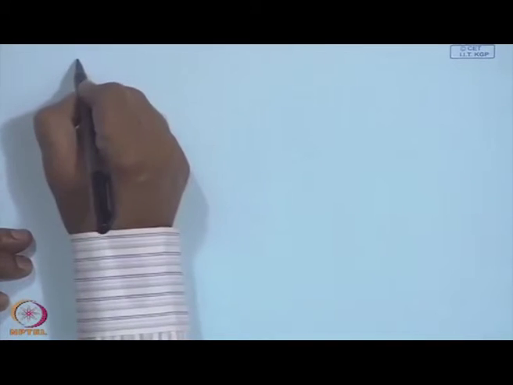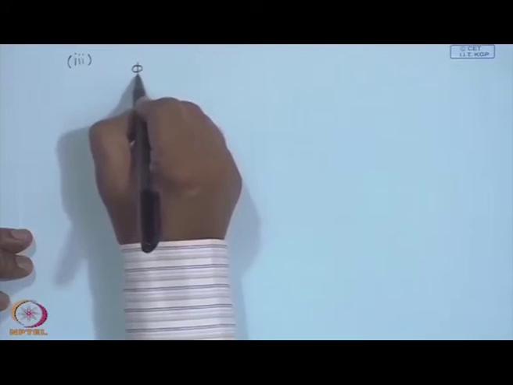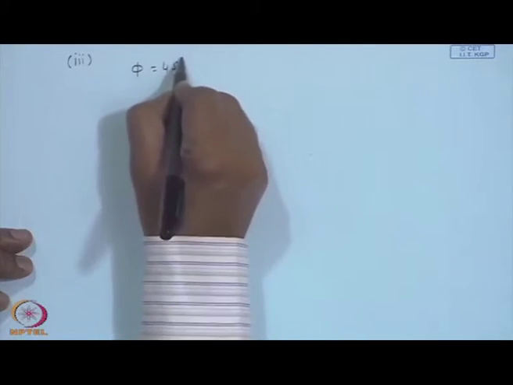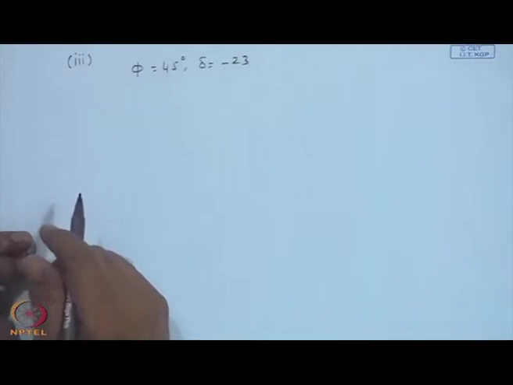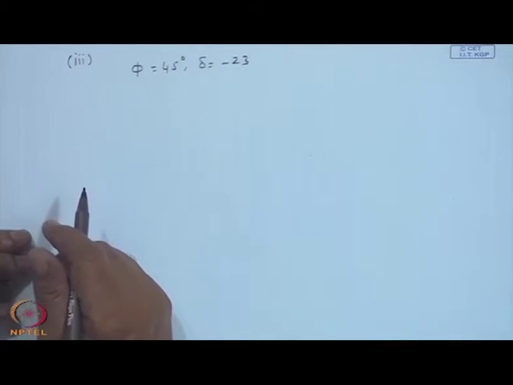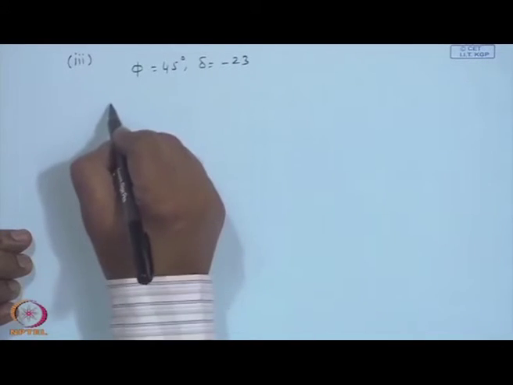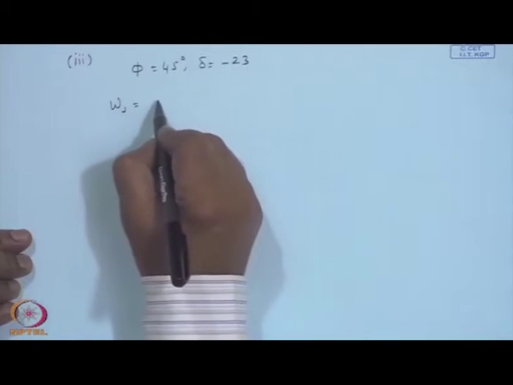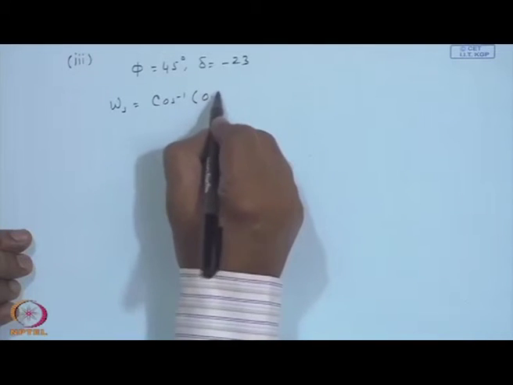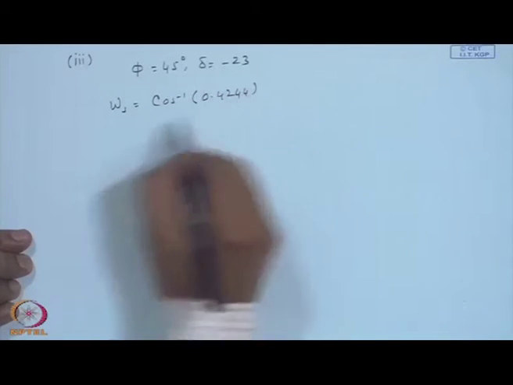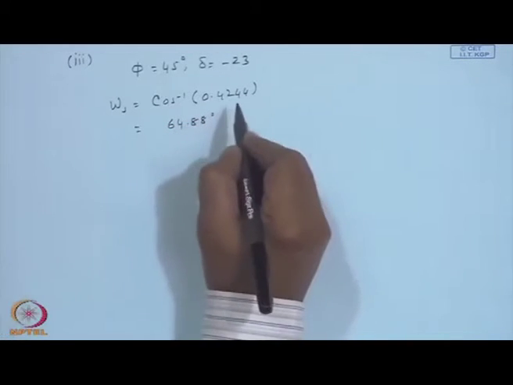And the third: you have phi equal to 45, delta is minus 23. So we will take correspondingly a negative declination, which will correspond to some day in December, and omega s will have the same numbers, except it will be positive 0.4244, which is 64.88 degrees only.